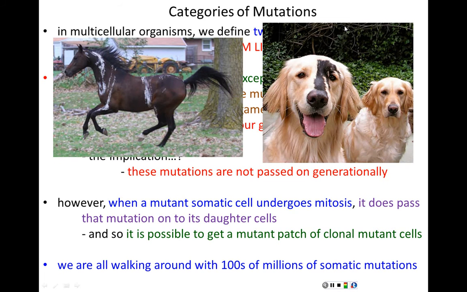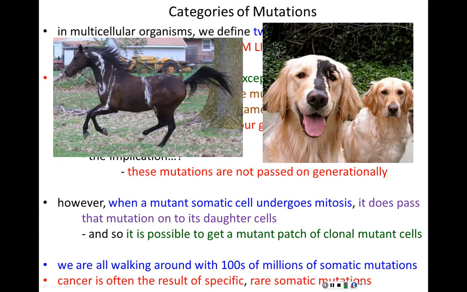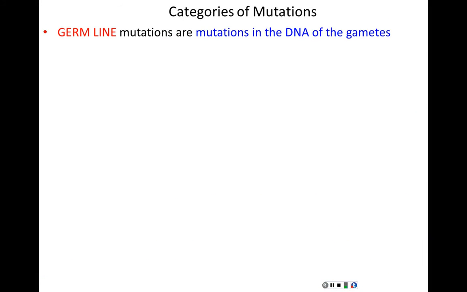All of us are walking around with mutations in our somatic cells. All of us actually have hundreds of millions of somatic mutations in our cells. In addition, cancer, something that we're all too familiar with, is often, if not almost always, the result of specific, rare somatic mutations. But again, if we think of clonally identical cells that are mutant and dividing in a patch, that often does describe a cancerous tumor as well. So those are somatic mutations.